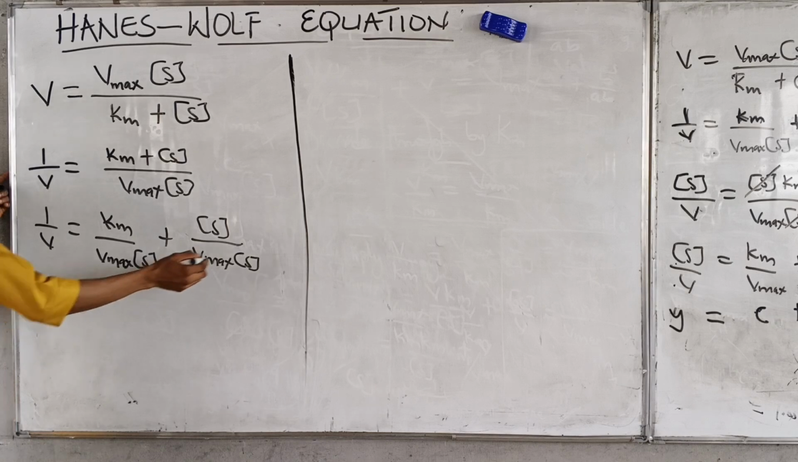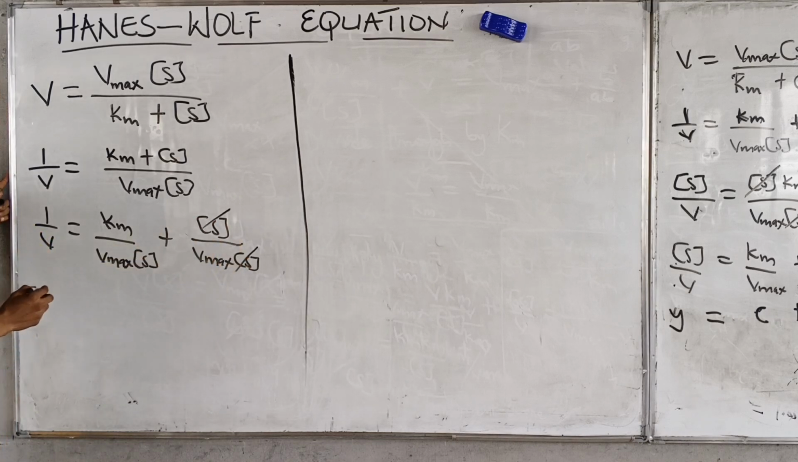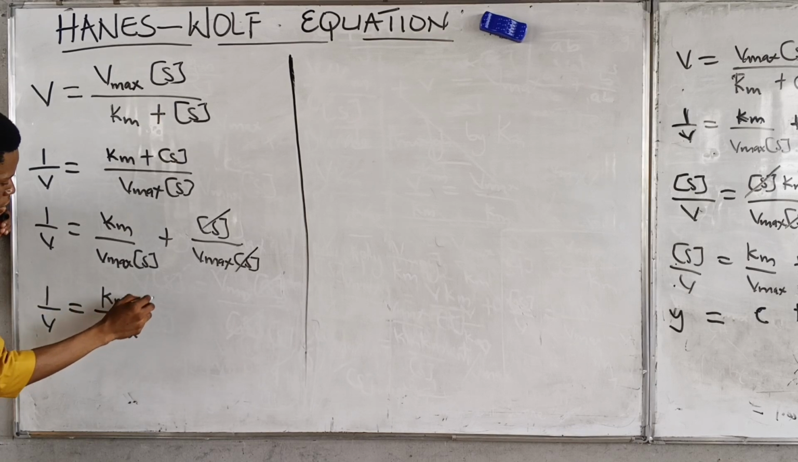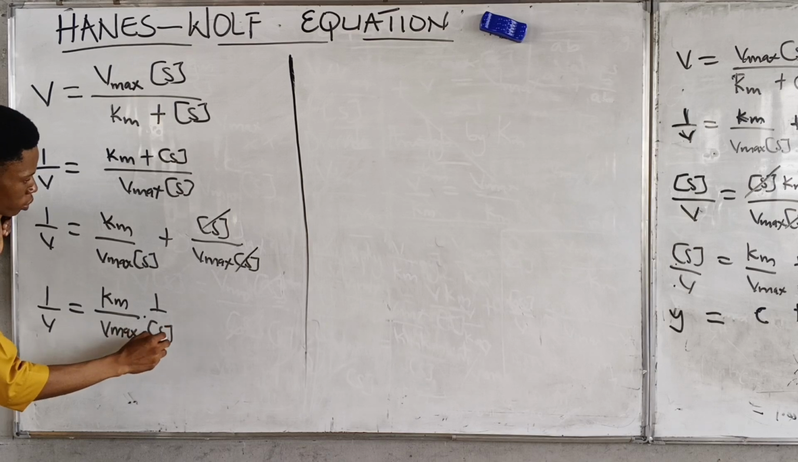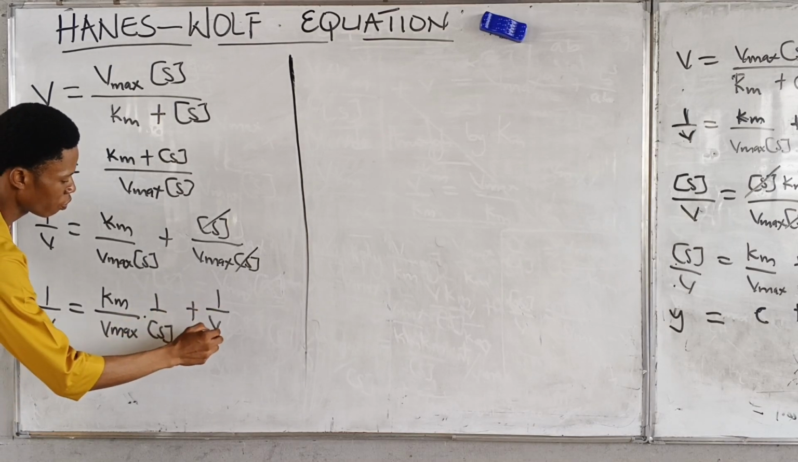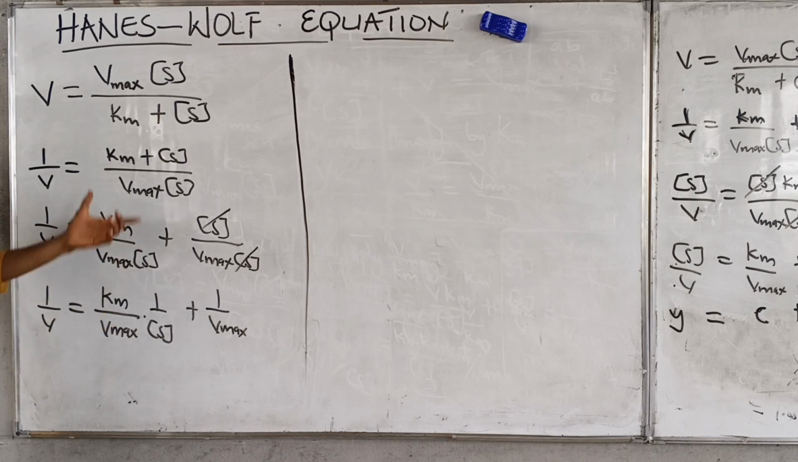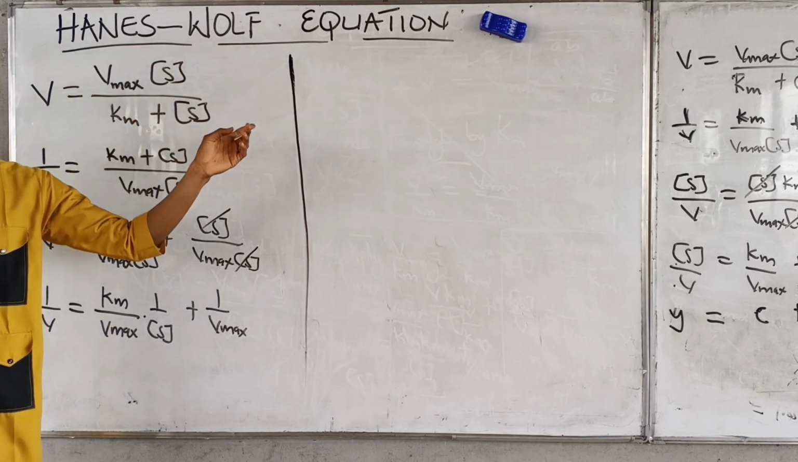Now here we said this one can cancel this one, right? So we are left with 1 over V equal to Km over V max times 1 over S, right? Plus 1 over V max. And we said this is our Lineweaver-Burk equation. Now from Lineweaver-Burk, we can easily get our Hans-Woolf equation.